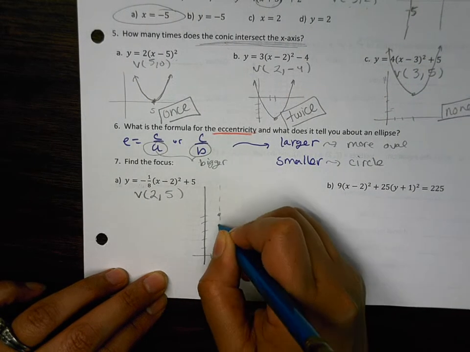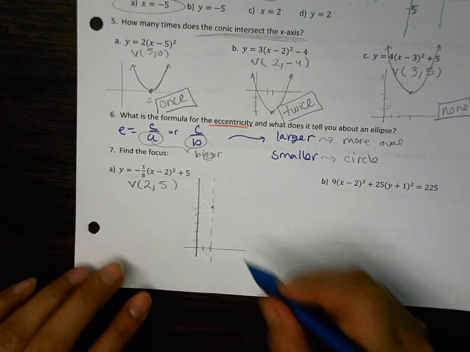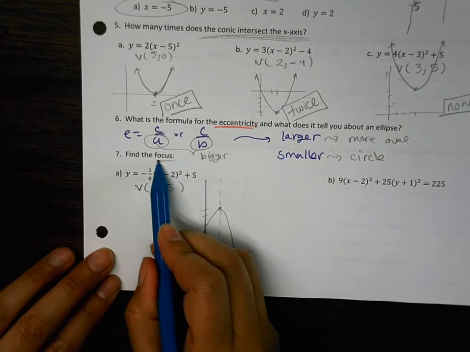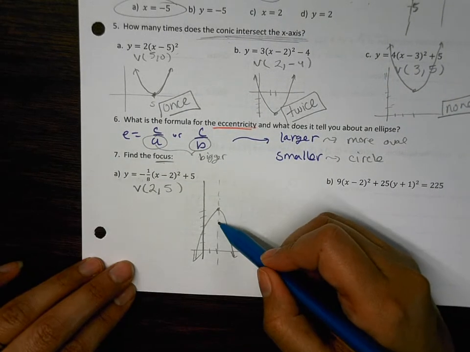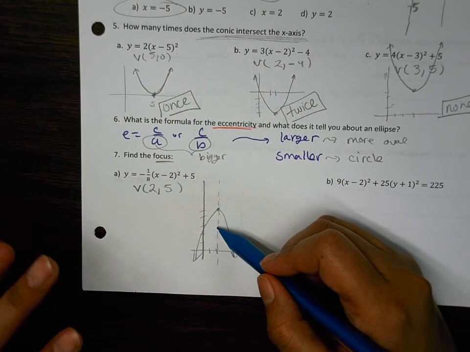And which direction did you guys say this was opening? Because it's negative, it's opening down. Okay. And they're asking for the focus. If I'm looking for the focus in this particular picture, will I go up or down? Down. Is it always down for every parabola? No. Is it always inside for every parabola?